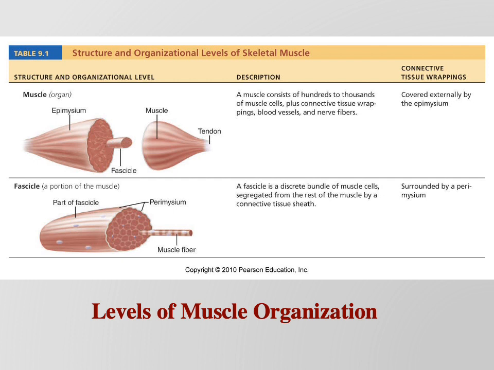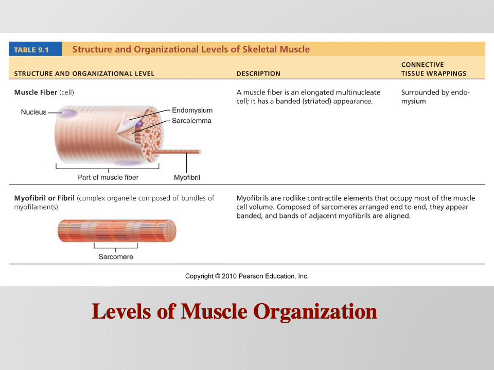So you always have to be super careful when you look at diagrams to make sure you know what you're looking at. So once again, at the top, there's a whole muscle surrounded by epimysium and a fascicle sticking out. What would that fascicle be surrounded by? Perimysium. And then in the bottom we see the fascicle surrounded by perimysium, and we see a muscle fiber sticking out. And what would that be surrounded by? Yeah, endomysium.